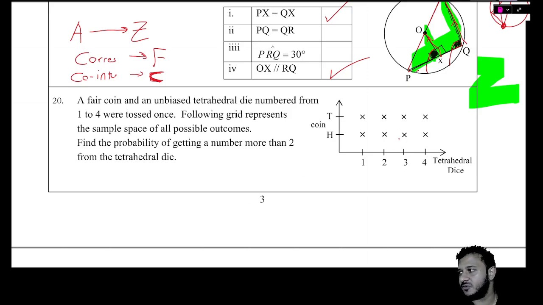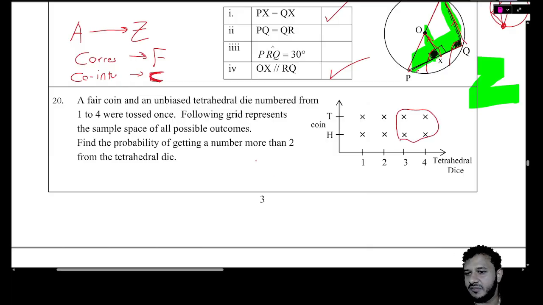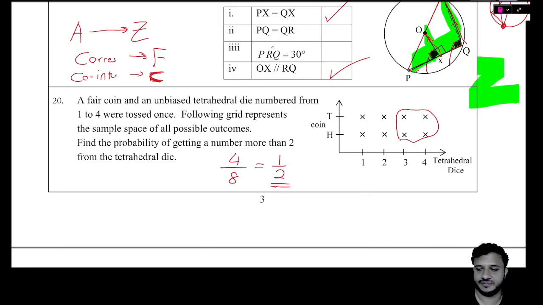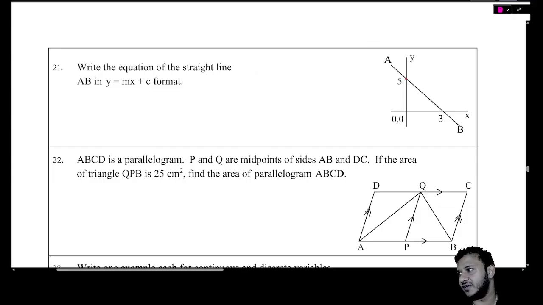More than 2 means what? Number 3 or number 4. What is that probability? There are 4 things that can happen: 3 and a head, 3 and a tail, 4 and a head, 4 and a tail. There are 4 different outcomes out of a total of how much? 8. 4 out of 8 means 1 out of 2. Half.